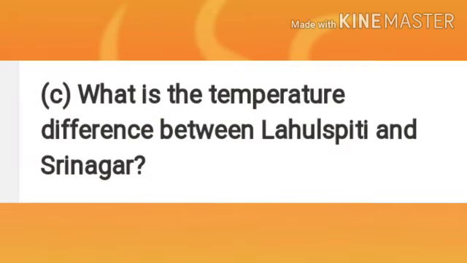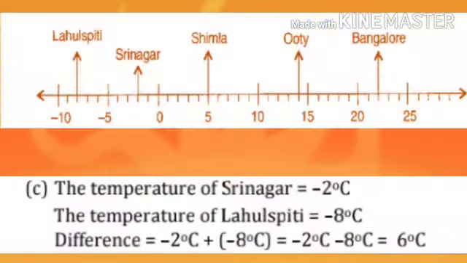Next subdivision. What is the temperature difference between Lahulspadi and Srinagar? Solution. The temperature of Srinagar is minus 2 degrees Celsius. The temperature of Lahulspadi is minus 8 degrees Celsius. The difference between Srinagar and Lahulspadi is minus 2 degrees Celsius minus of minus 8 degrees Celsius, which is equal to minus 2 degrees Celsius. Take the additive inverse of minus 8 degrees Celsius. So it is plus 8 degrees Celsius.